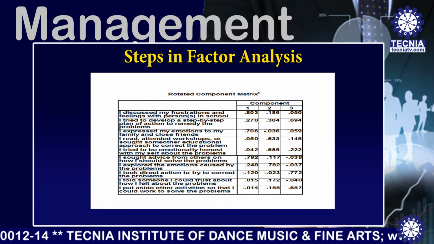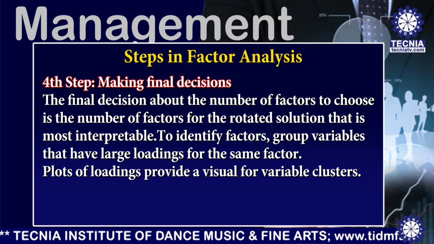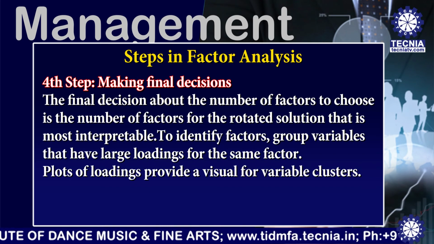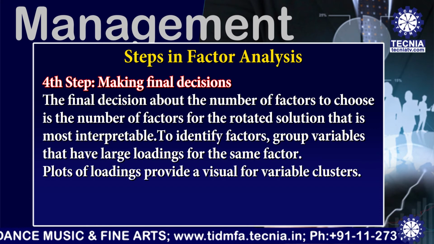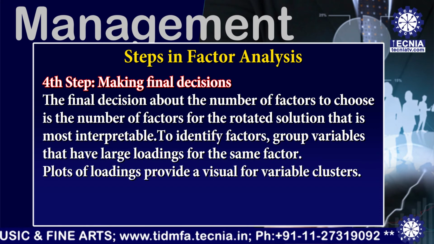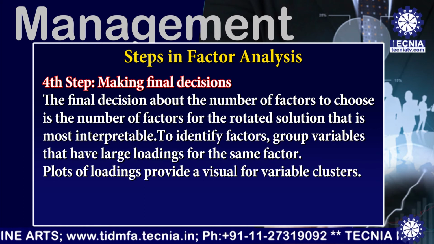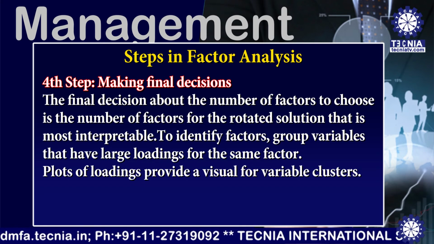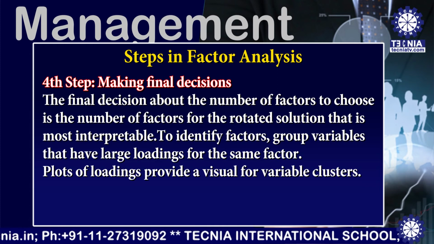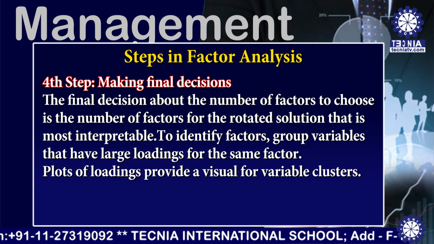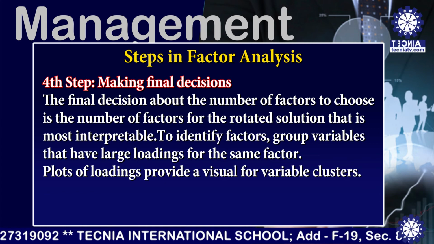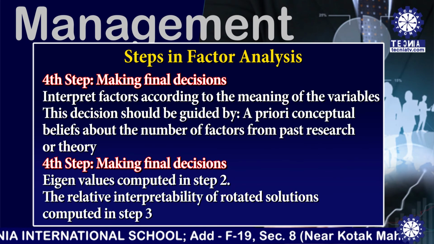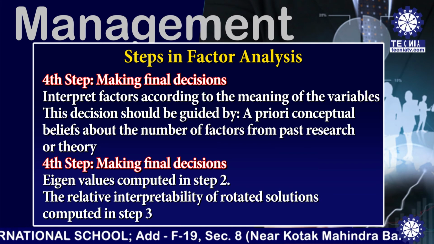Now I am explaining the fourth step, which is making the final decision. The final decision is about the number of factors: choose the number of factors for the rotated solution that is most interpretable. To identify factors, group variables that have large loadings for the same factors. Plots of loadings provide a visual for variable clusters. Interpret factors according to the meaning of the variables.